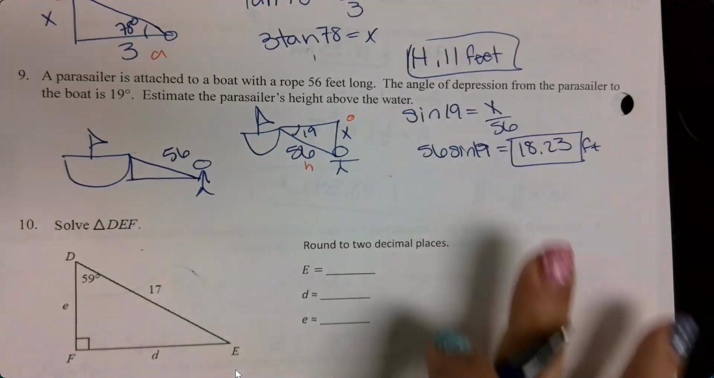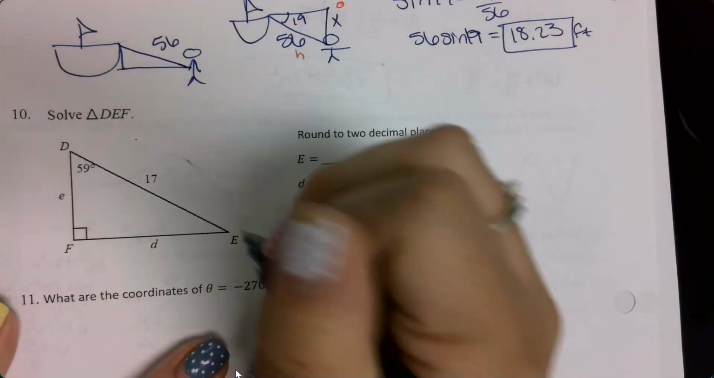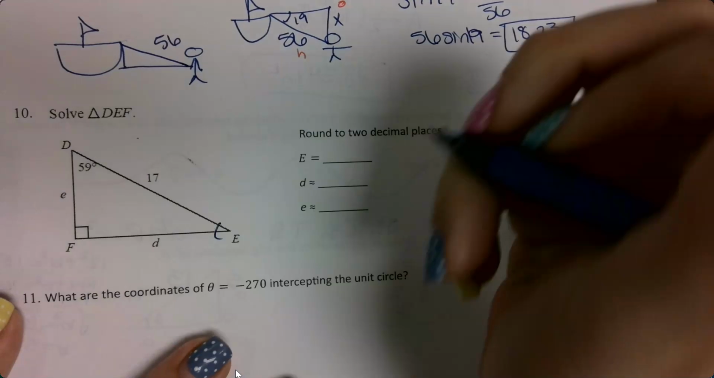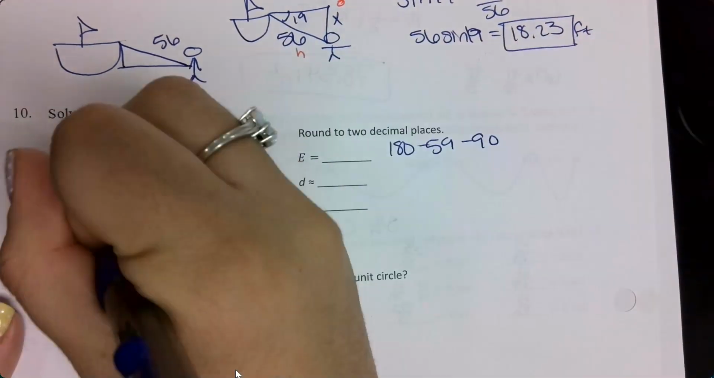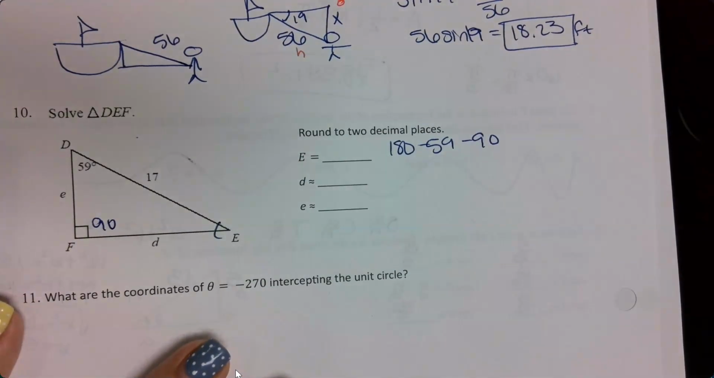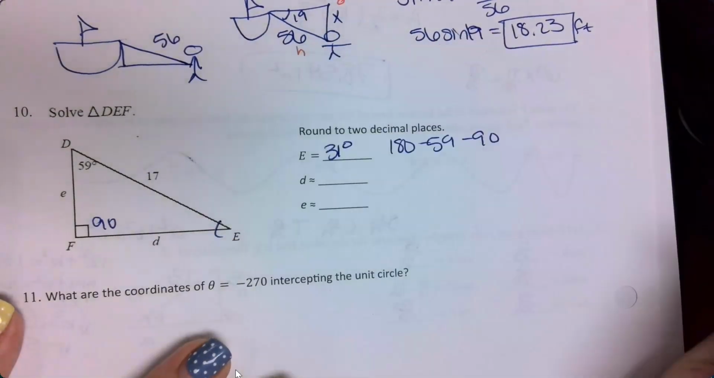Okay, this one wants me to solve the triangle. So if I want to find E, this is an angle, I'm going to do 180 minus 59 minus 90, because I know 2 of my angles on the triangle, and triangles add up to 180. So that gets me 31 degrees.